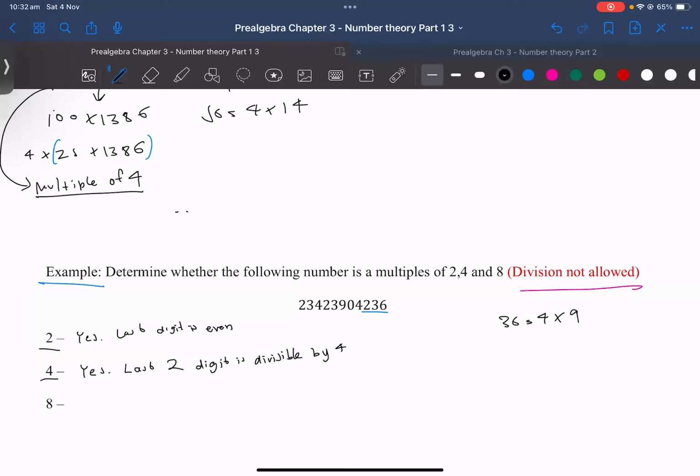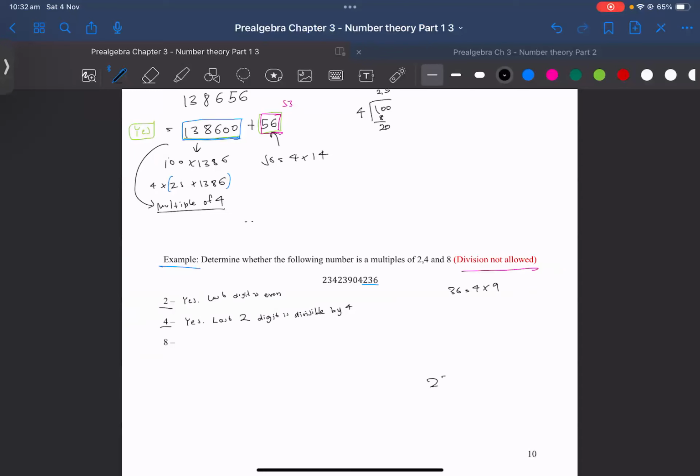Check the last 3 digits and see if it's divisible by 8. It's not easy because it's a big number, so it's probably easiest to just do long division. You probably can't do it in your head. Let me know if anyone gets the answer. Is it yes or no? Sorry? It's not divisible because it'll be 72 with a remainder of 4.